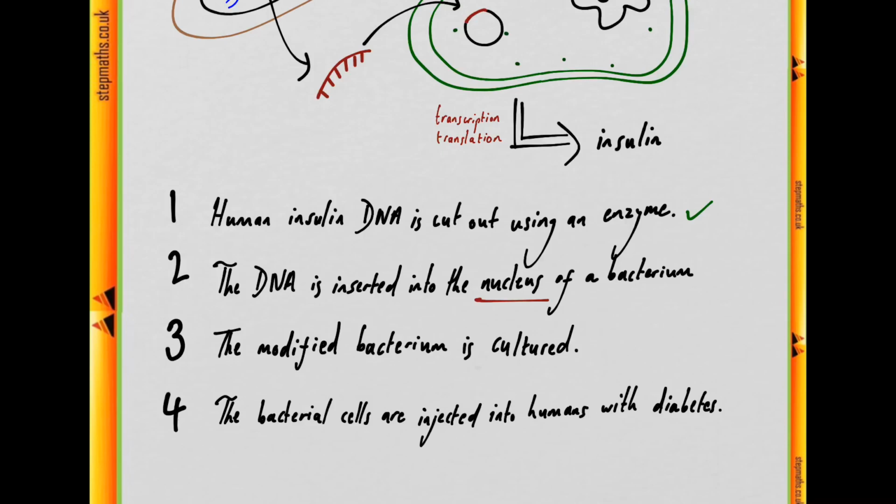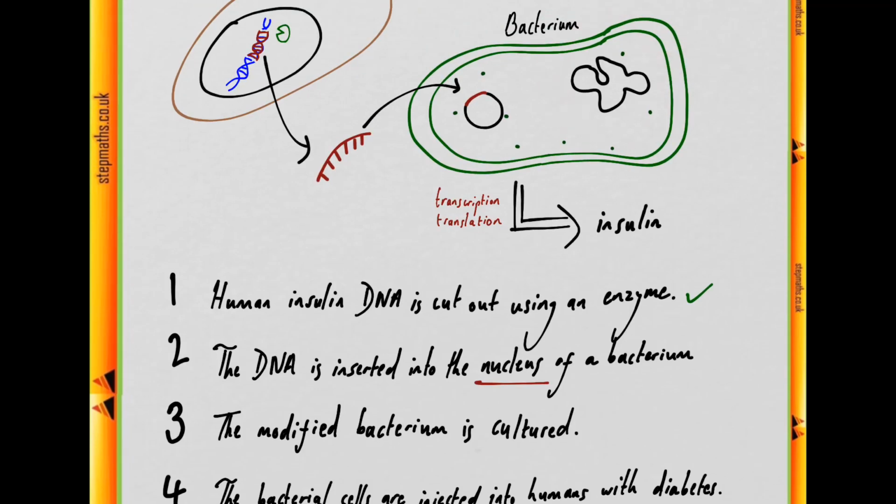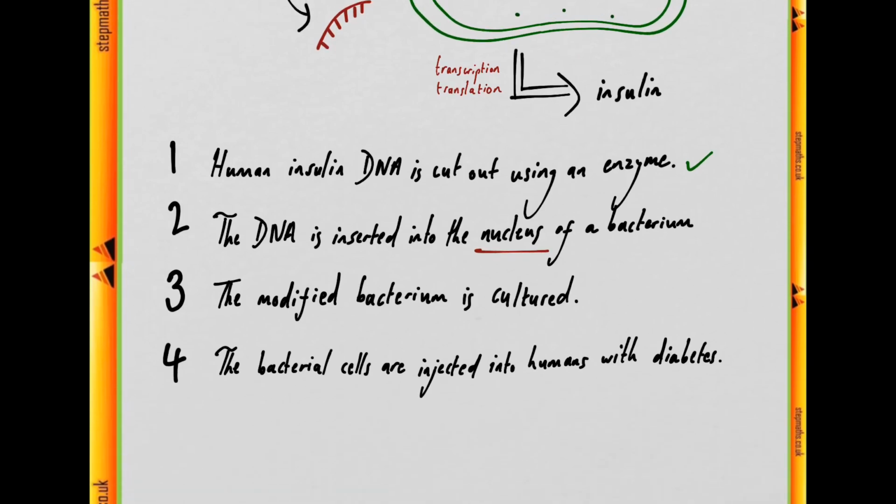Moving on to 2, the DNA is inserted into the nucleus of the bacterium. Well, as we've highlighted, there is no nucleus in a bacterium. They have no true nucleus, they just have a single cytoplasmic region of DNA, or a number of them, but one main source of most of their DNA, which does not have a membrane-bound nucleus as eukaryotic cells do.